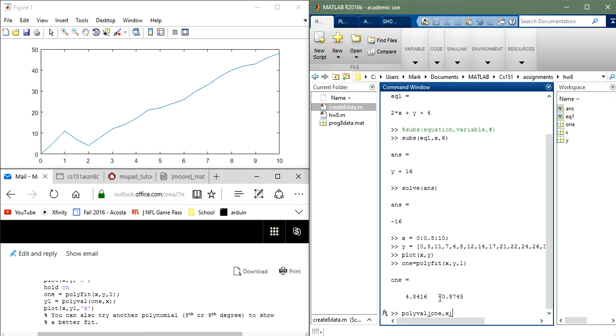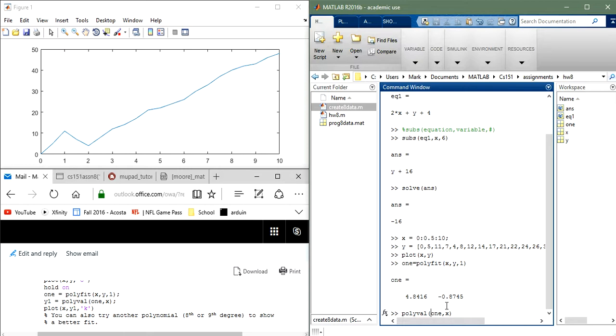So you say, because this is an equation, guys. This is 4.8416x minus 0.8745. It's an equation. It doesn't look like an equation to us, but it is. It's an equation, I promise. And if anybody knows, that's the equation of a straight line.